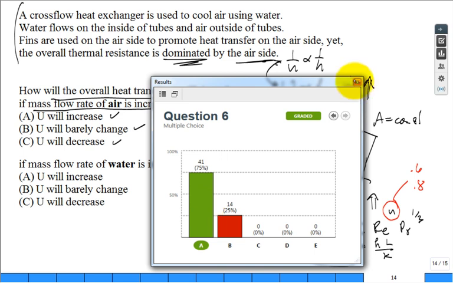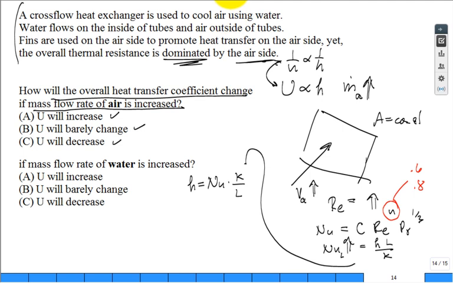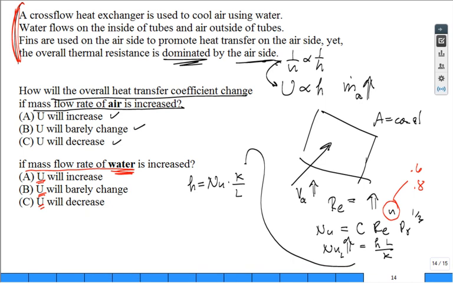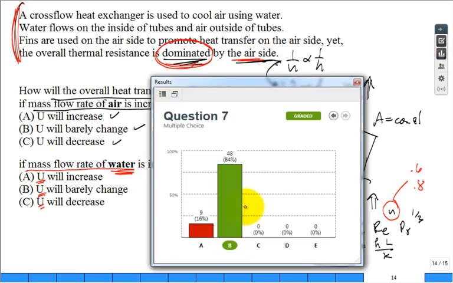All right. Now, this is a crazy question. Maybe it's the last question. If the mass flow rate of the water inside the tubes changes, what happens to U for that heat exchanger? What heat exchanger? The heat exchanger we've been talking about, that heat exchanger. Well, what is the whole key idea here? What dominates the resistance? The air. There's barely any change, because it's dominated by the air side.